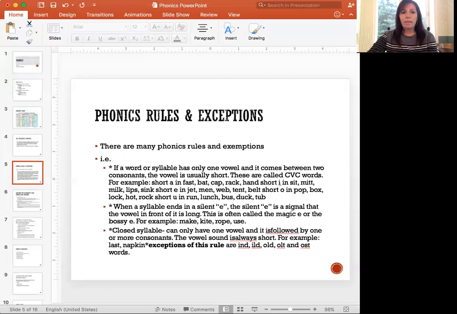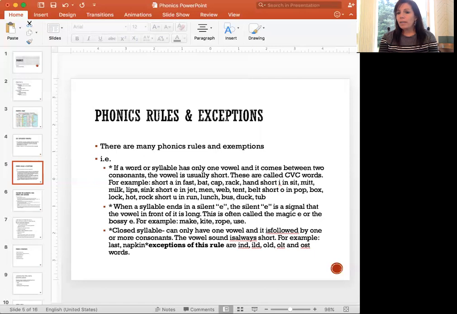Phonics rules and exceptions. Typically, we teach the letter-sound relationships explicitly and in isolation. There are quite a few different rules, and of course, as you all know, because you are all English speakers, there are a lot of exceptions to the rules. Some examples of a rule: if a word or syllable has one vowel and comes between two consonants, the vowel is usually short. And then it gives some CVC words as examples.